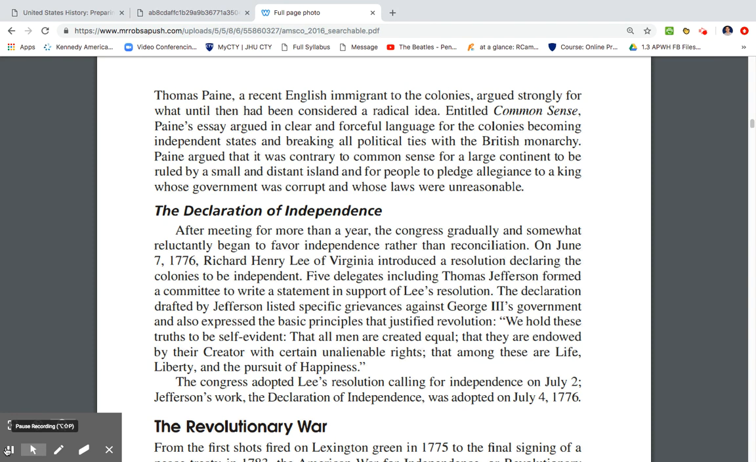The declaration, drafted by Jefferson, listed specific grievances against George III's government and also expressed the basic principles that justified the revolution. We hold these truths to be self-evident that all men are created equal, that they are endowed by the Creator with certain unalienable rights, that among these are life, liberty, and the pursuit of happiness. The Congress adopted Lee's resolution calling for independence on July 2nd. Jefferson's working Declaration of Independence was adopted on July 4th, 1776.